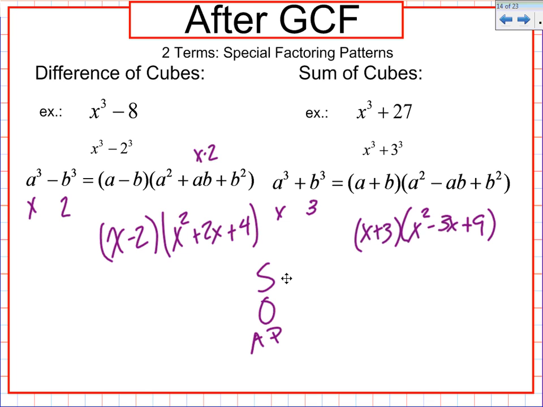The first sign is the same as the problem. So we had a minus in the problem, we have a minus in the answer. The next sign is the opposite of that. So starts with a minus, opposite is plus; starts with a plus, opposite is minus. And then finally, always positive. The last sign is always positive.